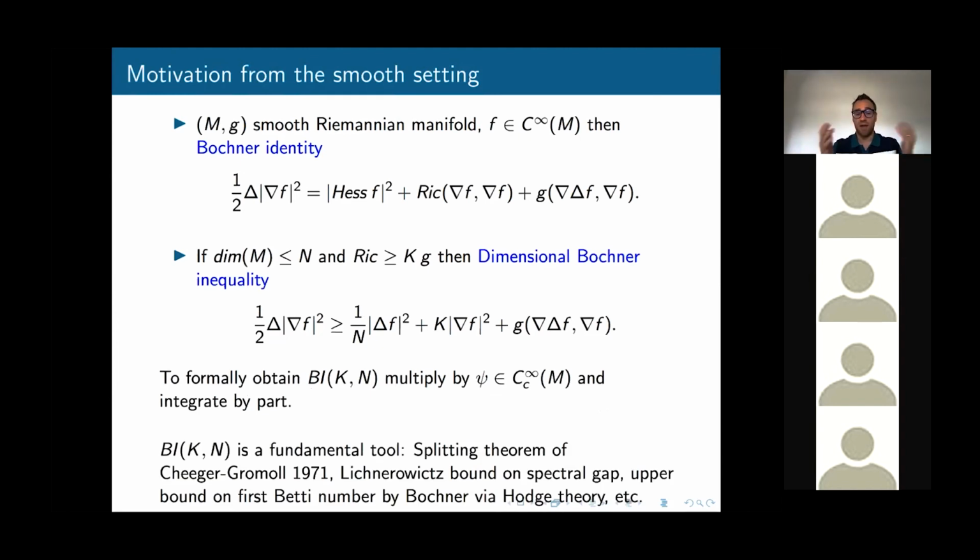Let me just mention that this Bochner inequality is a very fundamental tool in smooth differential geometry of manifolds with a lower bound on the Ricci. For instance, it is a key tool in proving the splitting theorem of Cheeger-Gromoll. Once you have it, the Lichnerowicz bound on the spectral gap is just a one-line proof, and it is also very useful to prove an upper bound on the first Betti number. This was done by Bochner using Hodge theory. So it is a very powerful tool. Here I just mentioned three applications that I like, but there are many more.